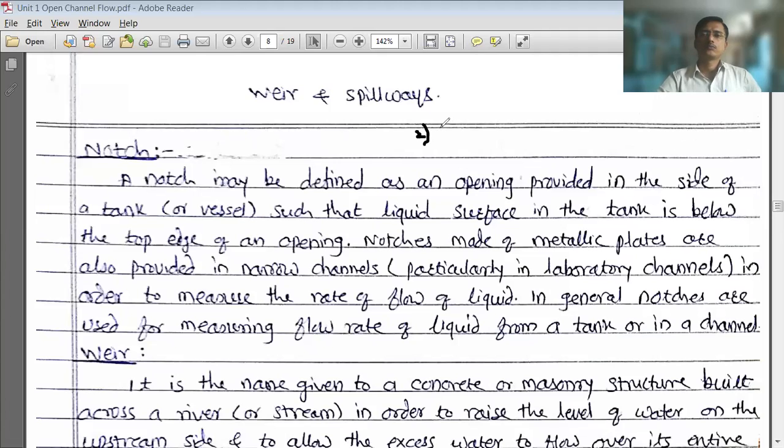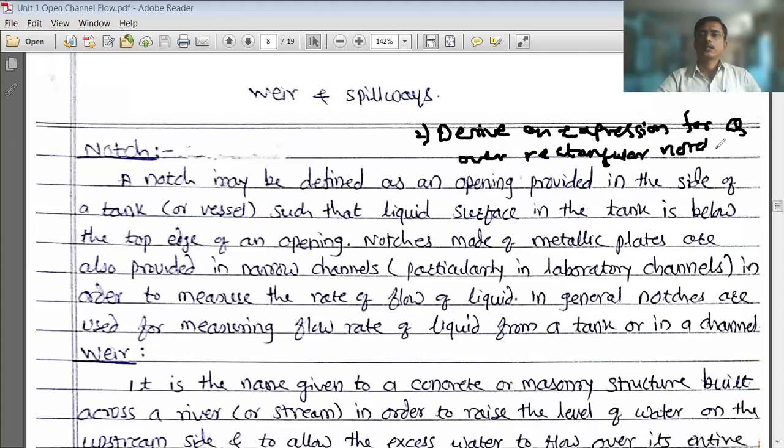Question number 2. Derive an expression for discharge over rectangular notch or sharp crested weir.